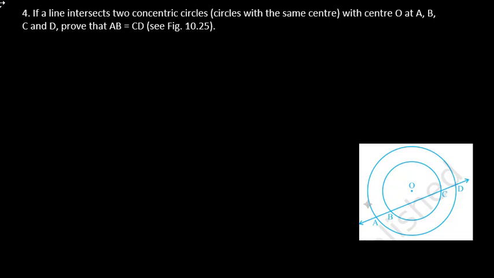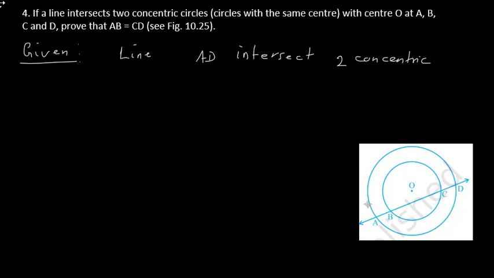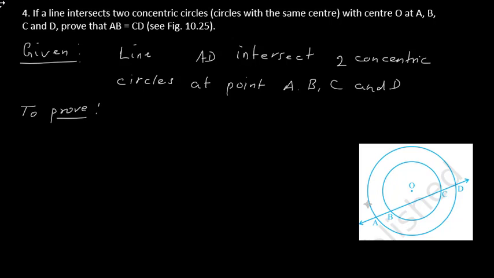So here you can write given: line AD intersects two concentric circles at points A, B, C and D. So it is intersecting these two concentric circles at 4 points A, B, C and D. This is given, and now what we have to prove is that AB is equal to CD.